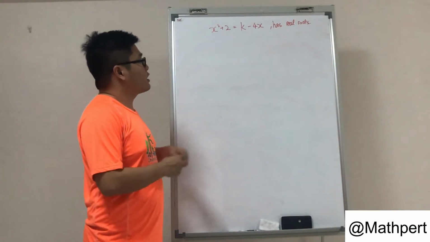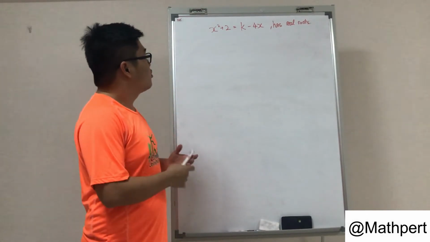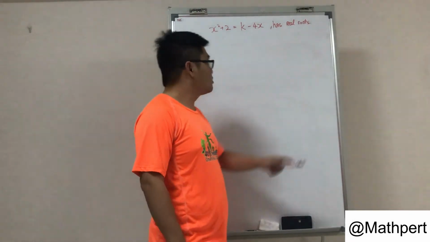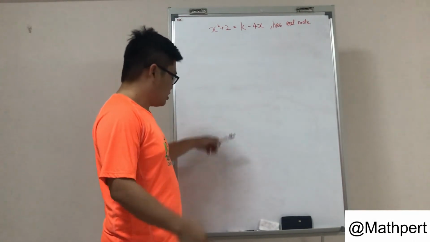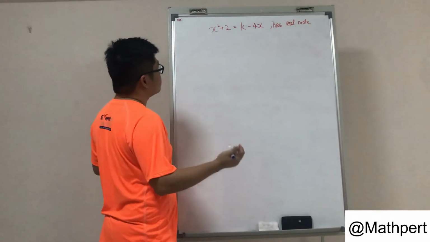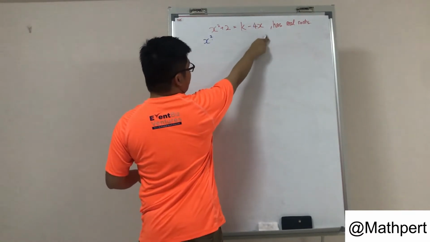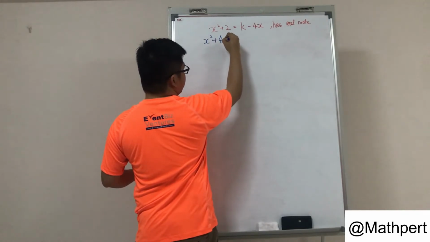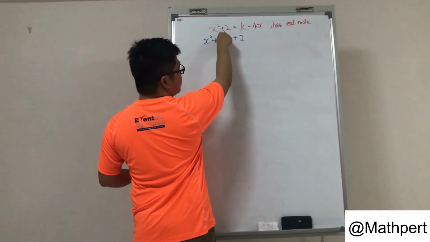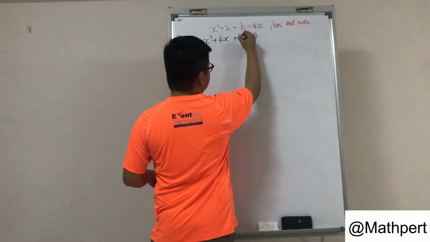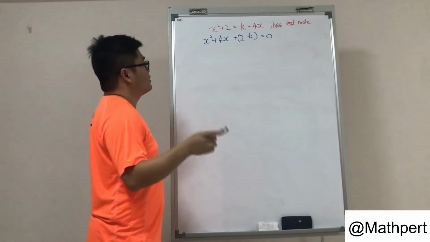Okay, let's take a look at this example. We are asked to find the range of values of k, and this quadratic equation has real roots. So first of all, let us convert this into the general format. x squared, negative 4x moves to the left hand side and becomes positive 4x, plus 2 minus k, moved to the left hand side, equals 0.